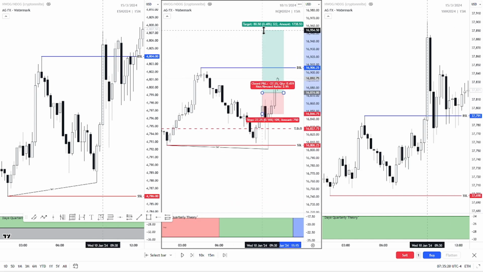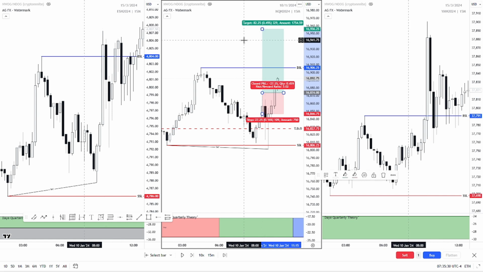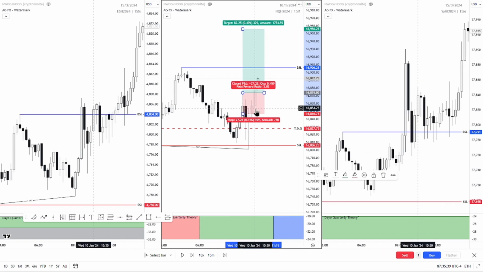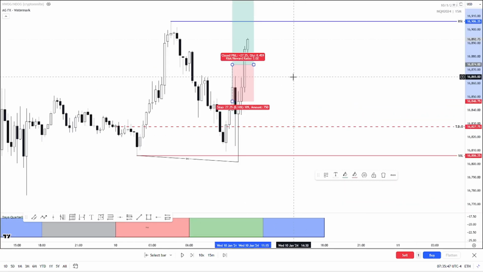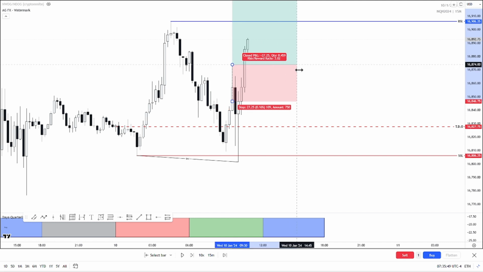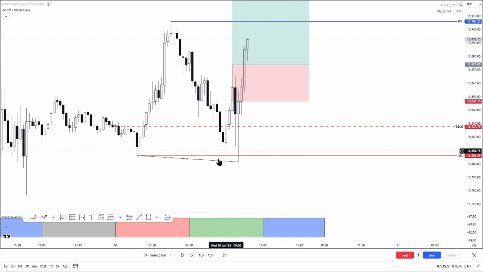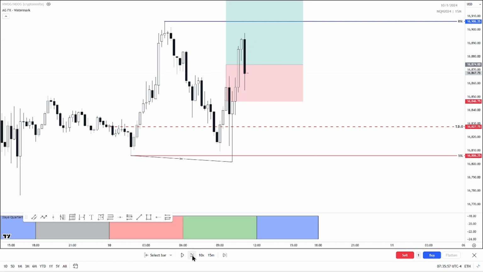The reason why we choose 1:3 is because even with a 30% win rate, we can still be profitable. However, I will say that this trading model has a higher winning percentage, so we just have to wait to get triggered into this trade. We are triggered into the trade.